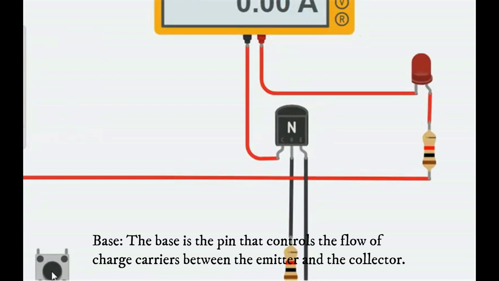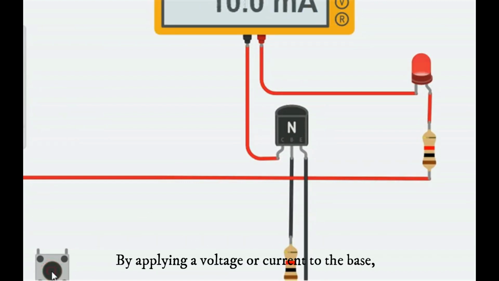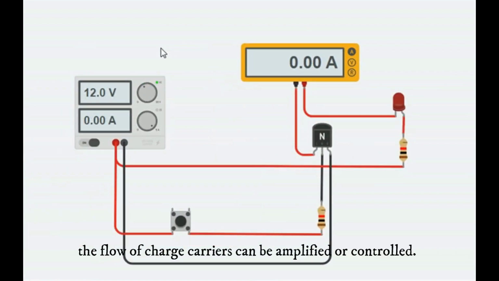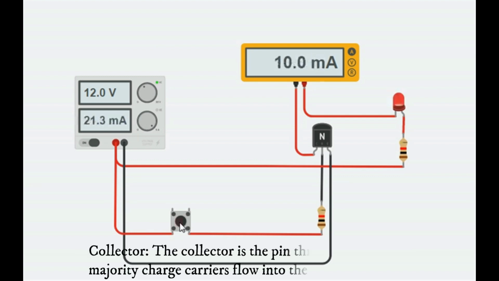Base. The base is the pin that controls the flow of charge carriers between the emitter and the collector. By applying a voltage or current to the base, the flow of charge carriers can be amplified or controlled.